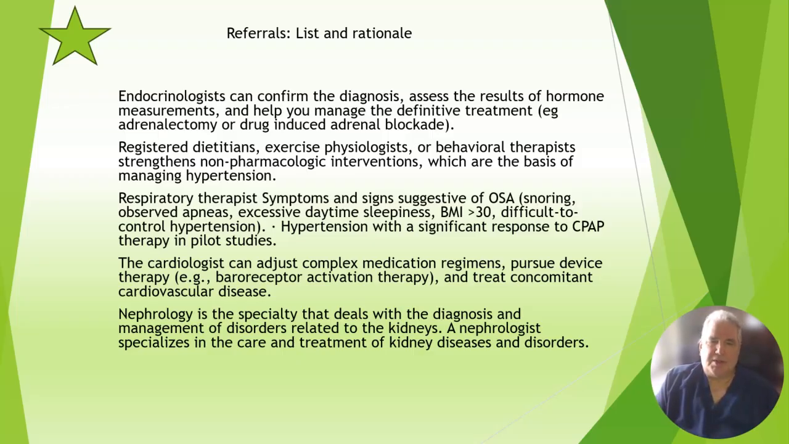Nervous system problems can also cause problems with the heart. They can cause problems with the kidneys not working properly. So those would be the referrals: endocrinologists, registered dietitians, respiratory therapists, cardiologists, and nephrologists. Maybe even more, depending on the results, you might add on.